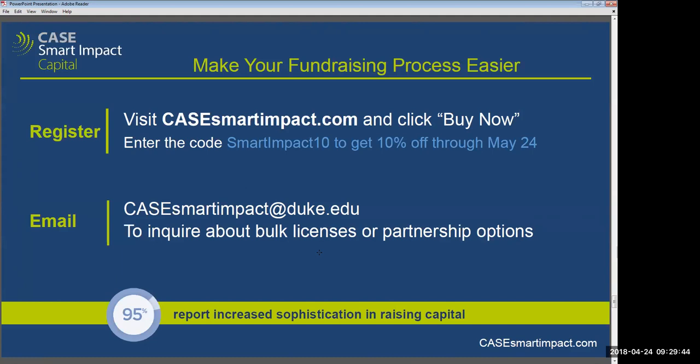And just to leave you with this stat: we've been doing some studies, and 95% of our recent cohort reported increased sophistication in raising capital. That's our goal. We want to make life easier for the people who are trying to have impact with their businesses so they can raise their capital and get back to business.